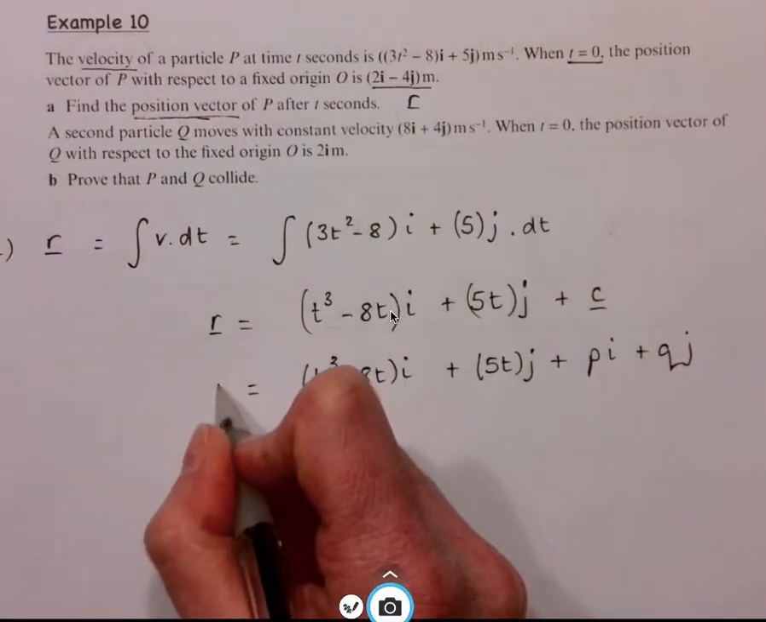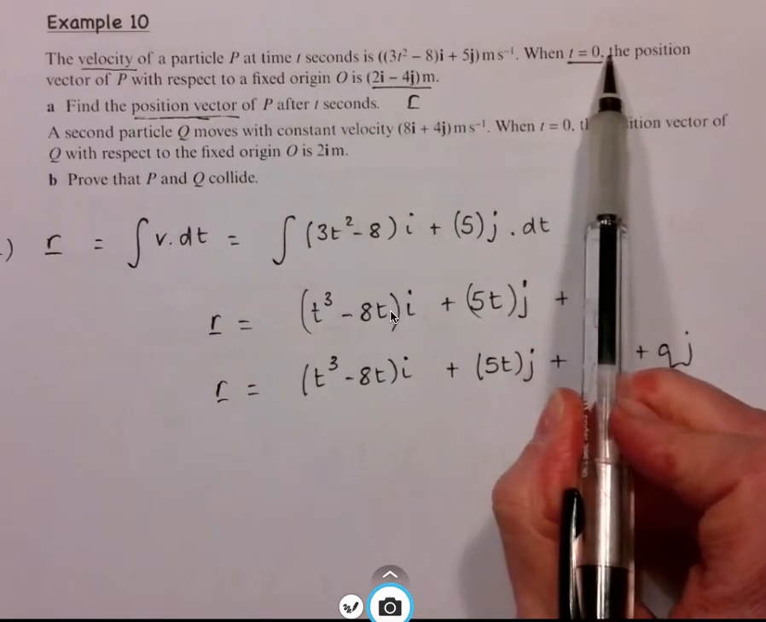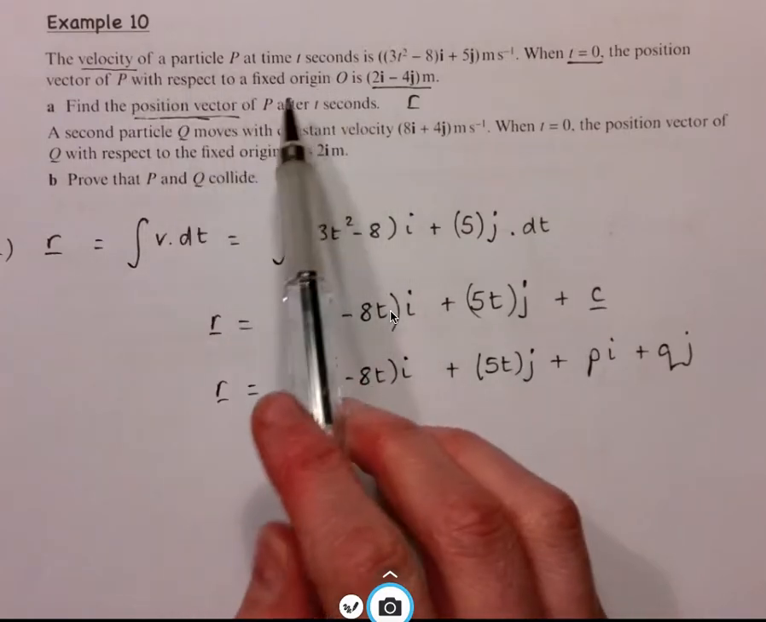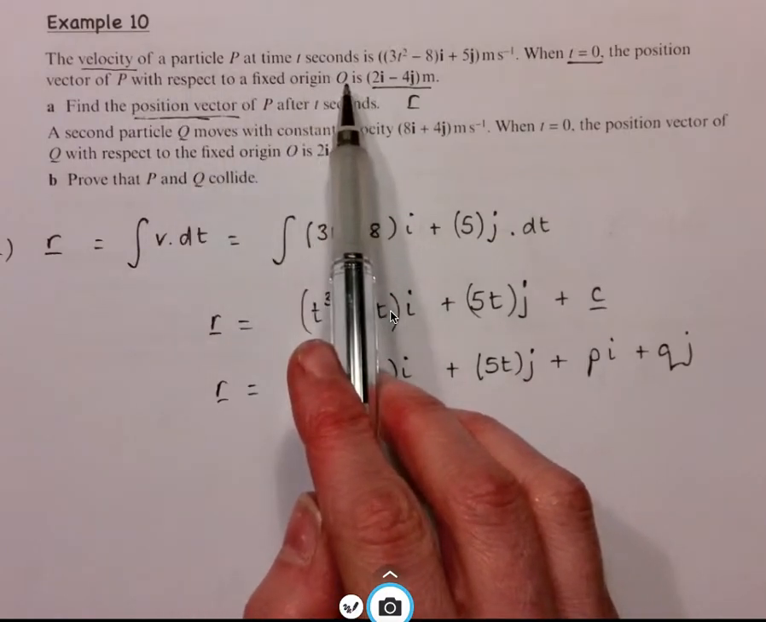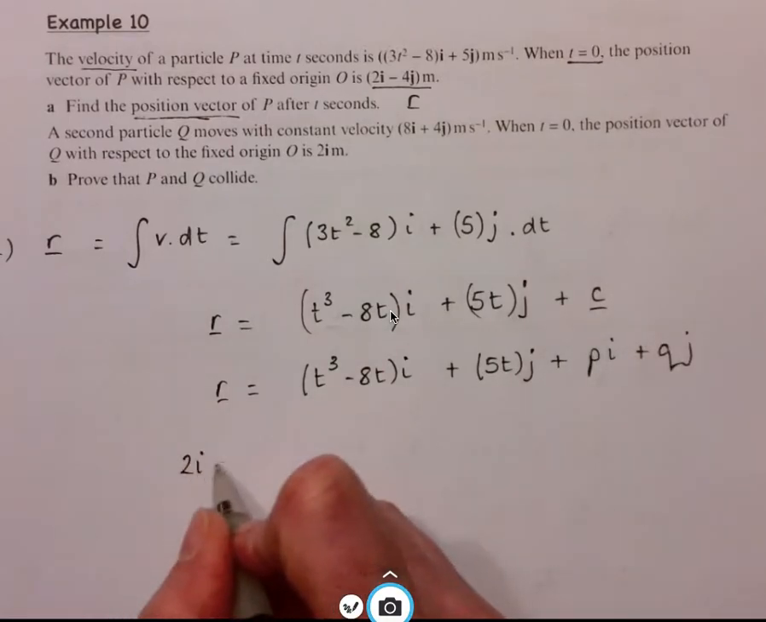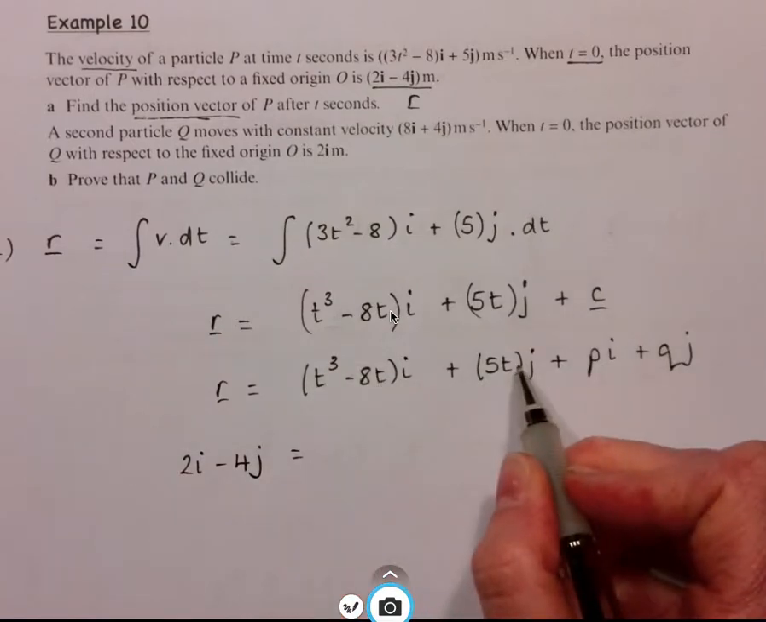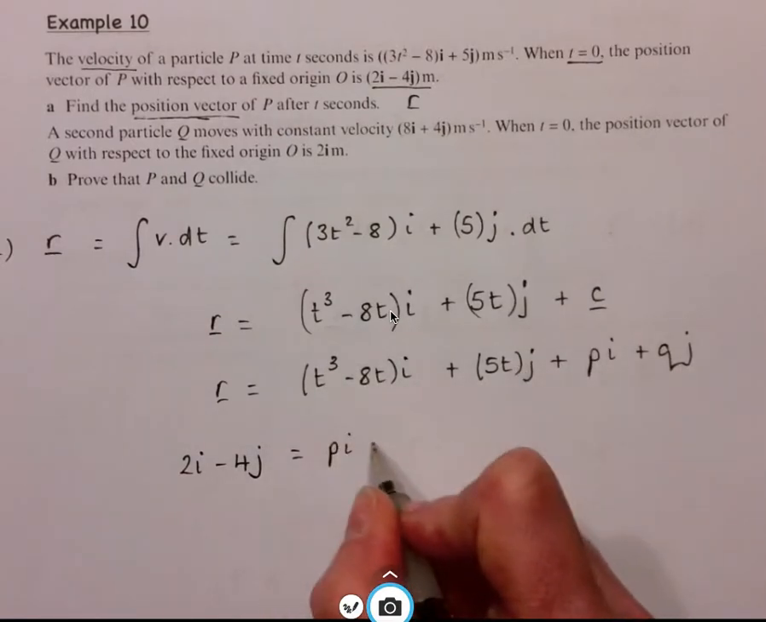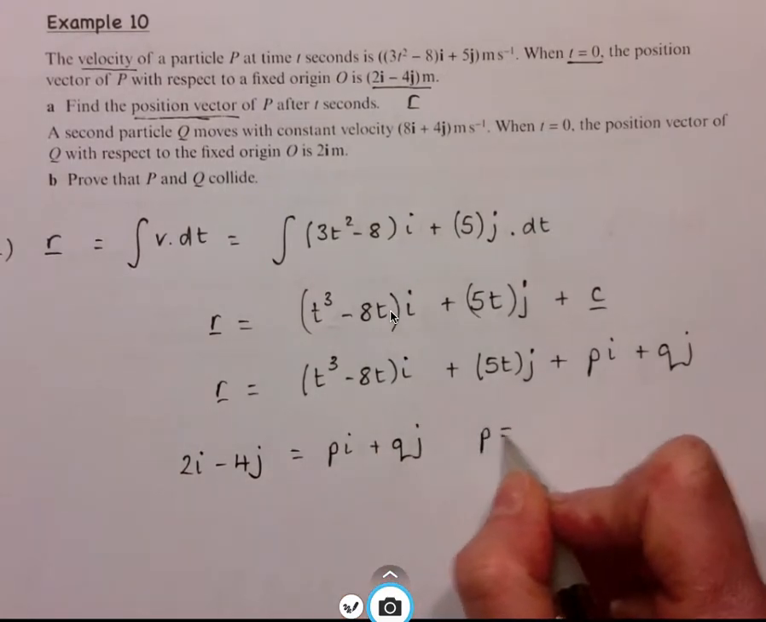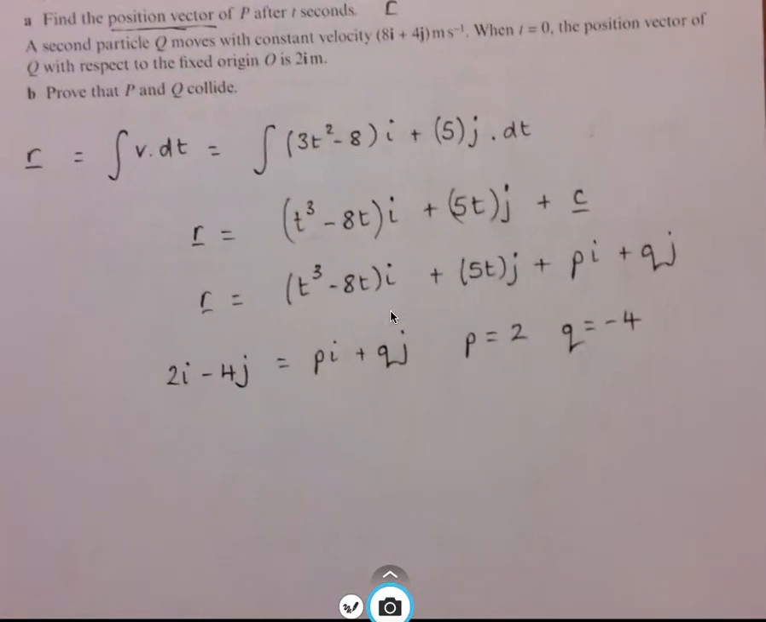Okay. And if we look now at the information we've been given in the question, we know when t equals 0, the position of P with respect to the origin is 2i − 4j. So we know 2i − 4j is equal to, this will cancel out to 0, this will cancel out to 0, so it's equal to pi + qj, okay? So we can then say from that p is 2, and q is −4, okay?